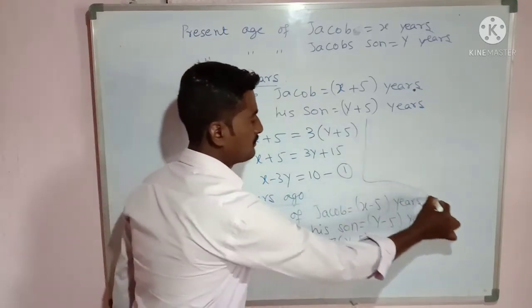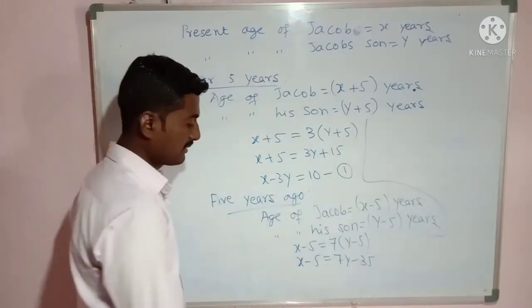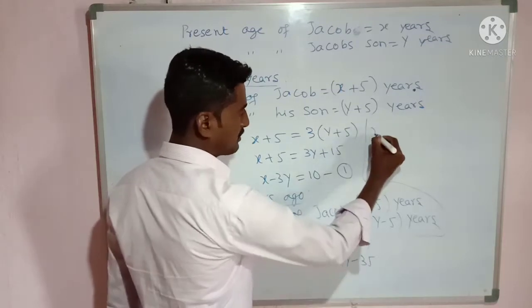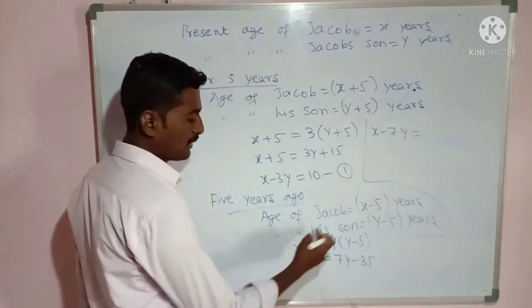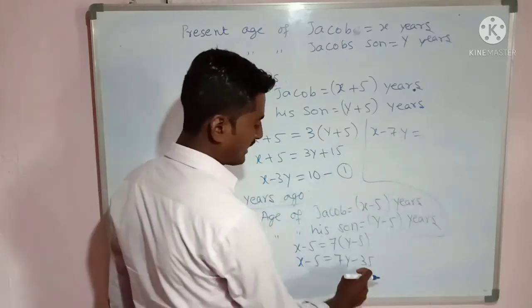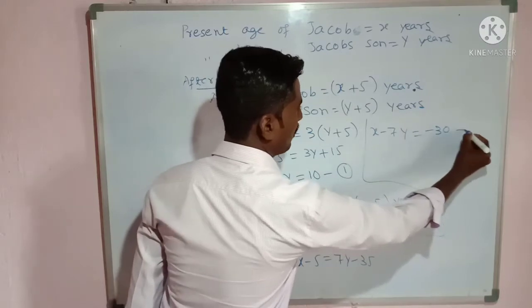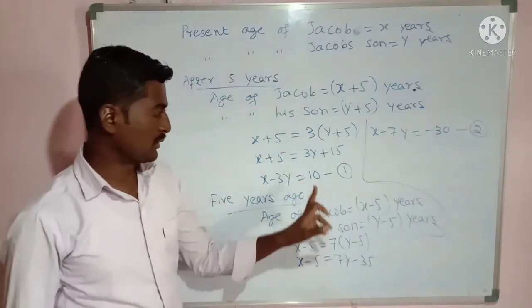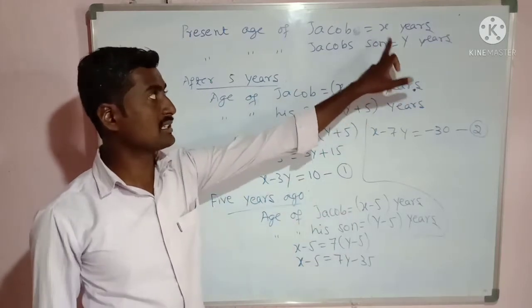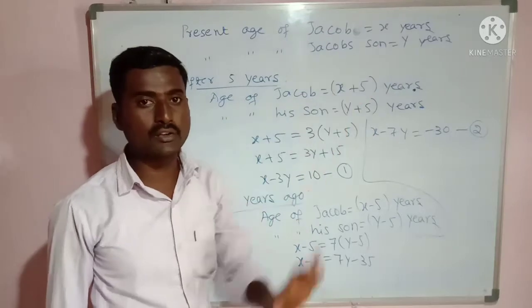Now next step, take this 7y to the left side. So x minus 7y is equal to, 5 goes to that side, minus 35 plus 5, that is how much? Minus 30. So I will take this as equation number 2. Understood? So now we have to find the present age of Jacob and his son, that is, x and y.